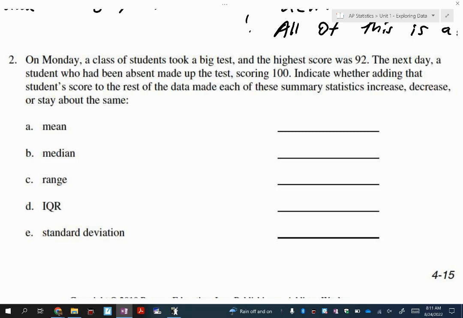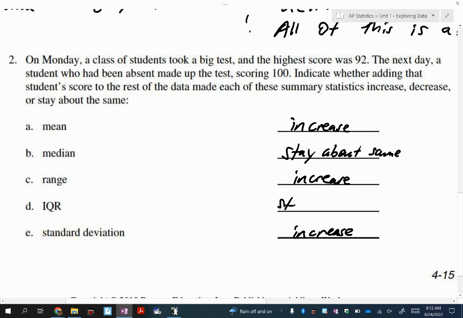And as we talked about before, right, if your highest value goes from 92 to 100, so it increases, then your mean should increase, your range obviously will increase, and your standard deviation will increase. And your median and IQR, as I mentioned, IQR is calculated with quartiles, which are really just medians of the bottom half and the top half of data. Those are going to be resistant to this change of having a higher maximum. So I'm going to put stay about the same. I put stay about the same because, right, remember, they could change. They're just not going to change nearly as much as the mean, the range, and the standard deviation.